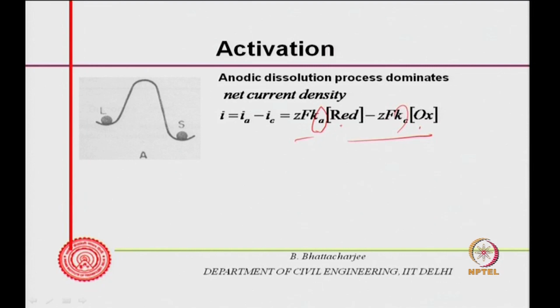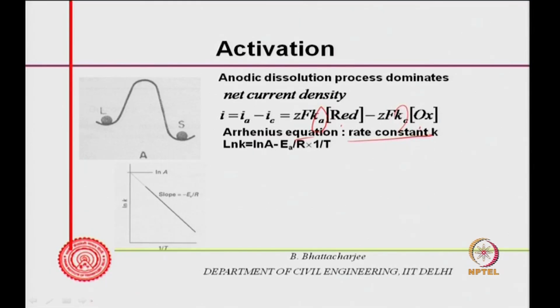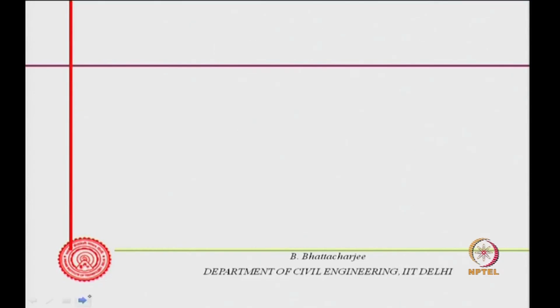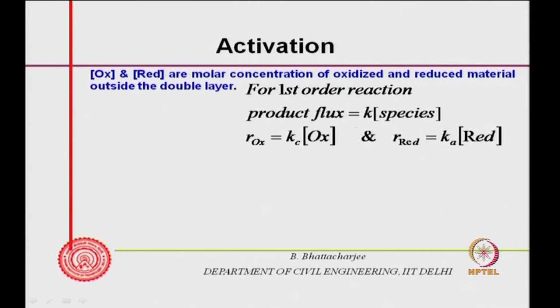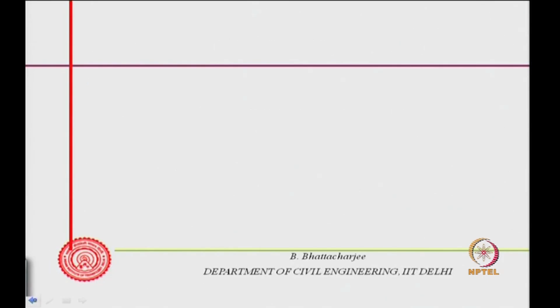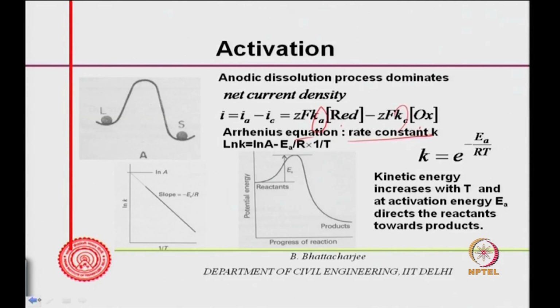Net current will be given by ZF, some constant, multiplied by the concentration of oxidant and concentration of reductant. This is actually a first order reaction, which essentially comes out from the fact that the product flux is proportional to K into the species flux. Therefore, for a first order reaction, some constant K is multiplied by the concentration of the reactant.